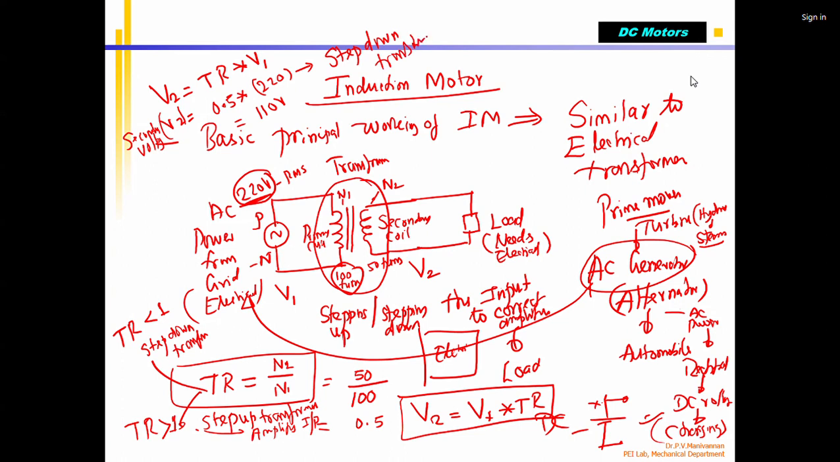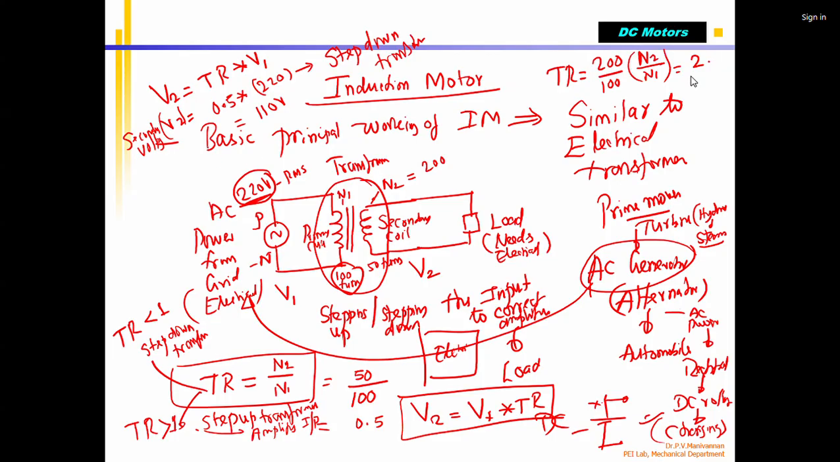Instead of that, for example, N2 equal to 200 turns, N1 equal to 100 turns. Then I have another transformer. What is my TR? TR is N2 divided by N1, which is 200 divided by 100. So the transformer ratio is 2.